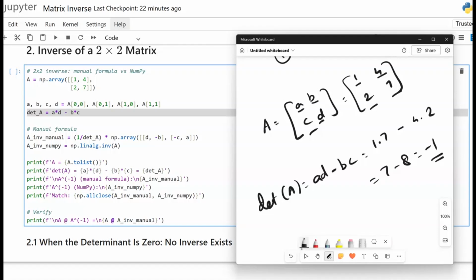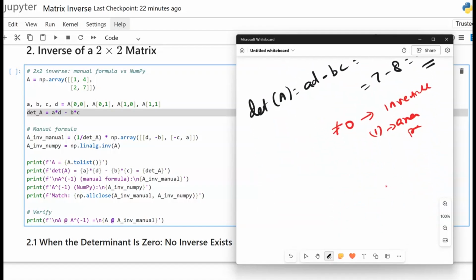And dear friends, kindly keep it in mind. If the determinant is not equal to 0, the matrix is invertible. And if its magnitude is 1, the area is preserved. And if we have a negative sign, the orientation is flipped. So kindly keep this in mind.